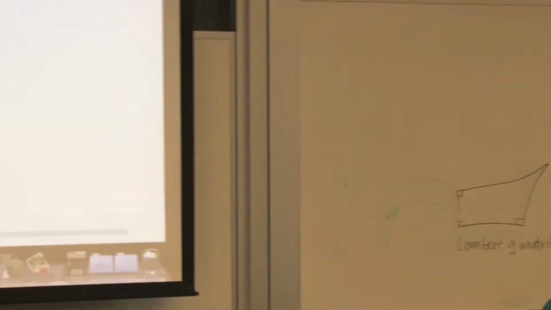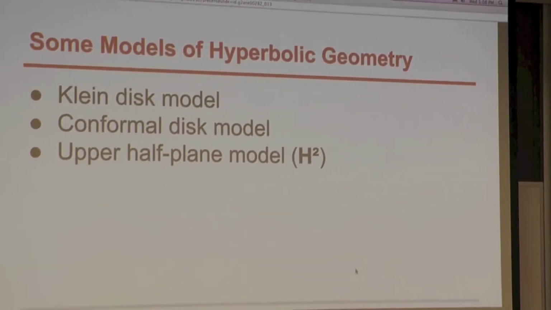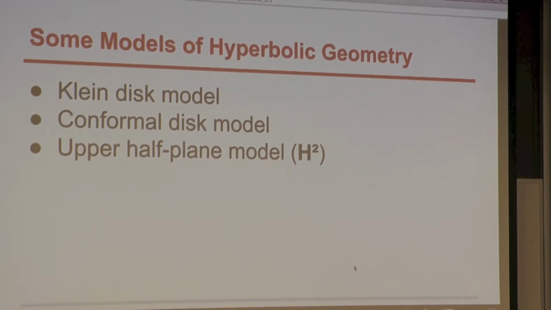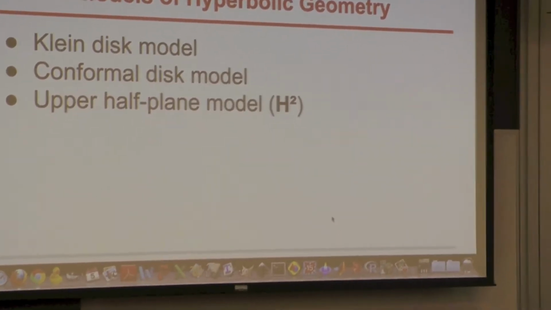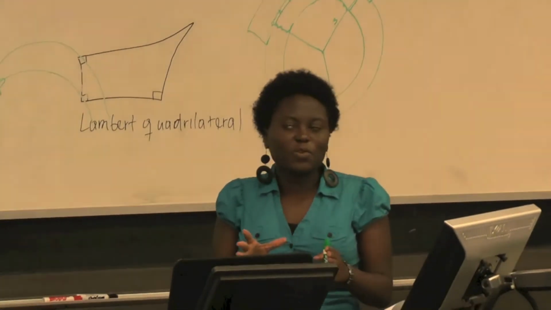Right, so these are some models of hyperbolic geometry. Not all the models, but just three of them. So you have the Klein disk model, the conformal disk model, and the upper half plane. I haven't worked with the first two, and I just chose to stay within the last one, the upper half plane. I'll probably refer to it throughout the talk as just H2.